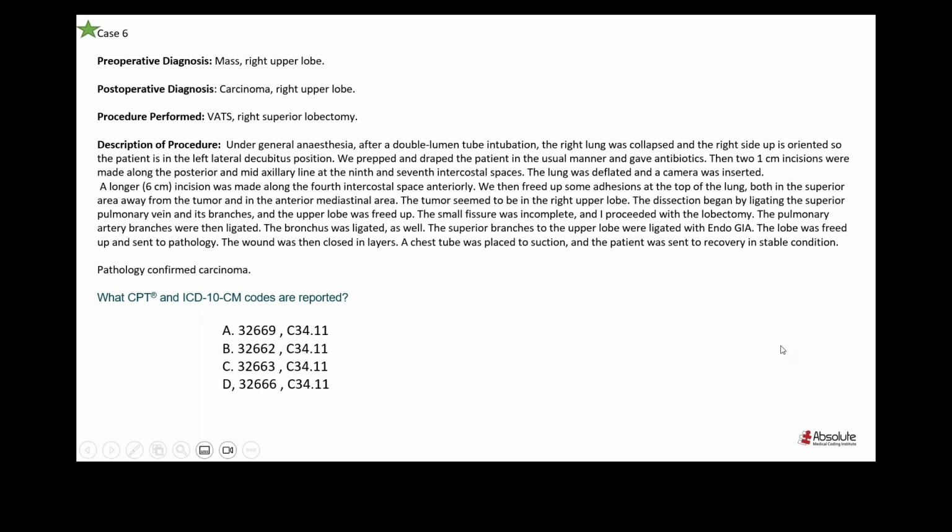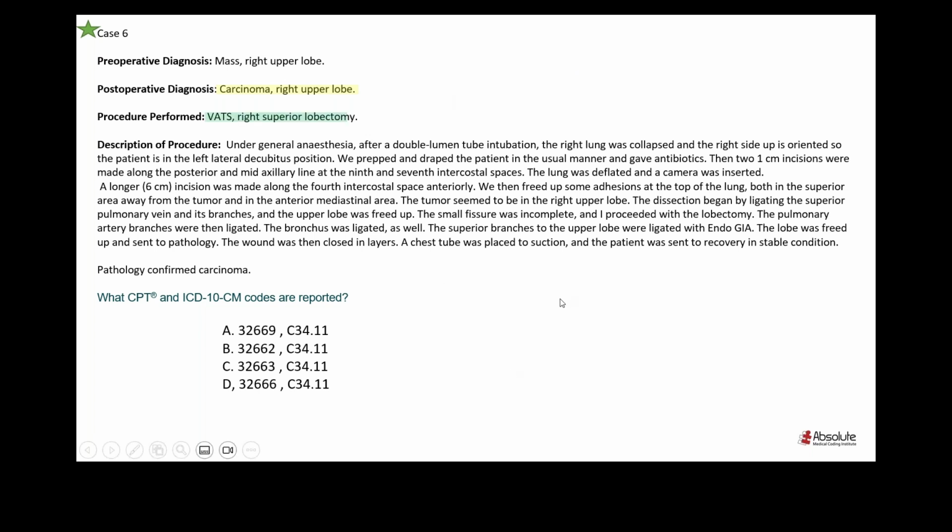So let me start by highlighting the keywords. This is one of the examples where I said go with the postoperative diagnosis. You can now see why I said so. Preoperative diagnosis was just a mass of the right upper lobe, and in the postoperative diagnosis it was confirmed that this is going to be a carcinoma of the right upper lobe.